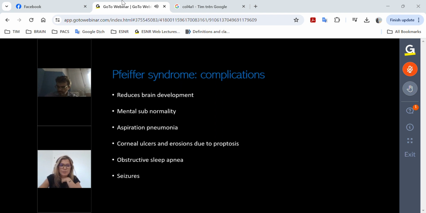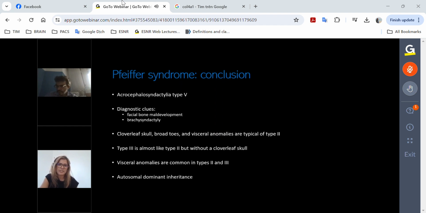They can have aspiration pneumonia, and of course, because of the proptosis, they will have ulcer of the cornea and erosions. Seizure and obstructive sleep apnea can also be present. So Pfeiffer syndrome is a very peculiar syndrome. When you see it, you don't forget it.